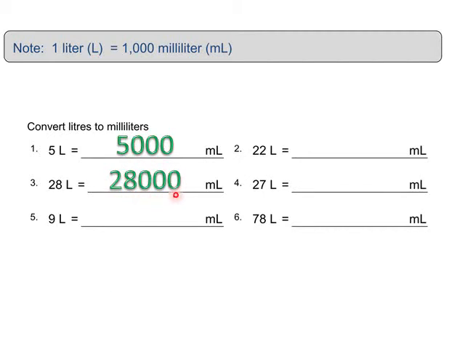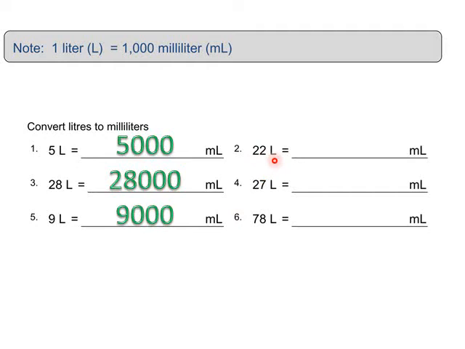28 liters are equal to how many milliliters? Yes, I will put the 28 as it is and I will add 3 zeros. How can I read this number? It's 28,000. So 28 liters are equal to 28,000 milliliters. If I want to change 9 liters into milliliters, yes, it will be 9,000 milliliters.